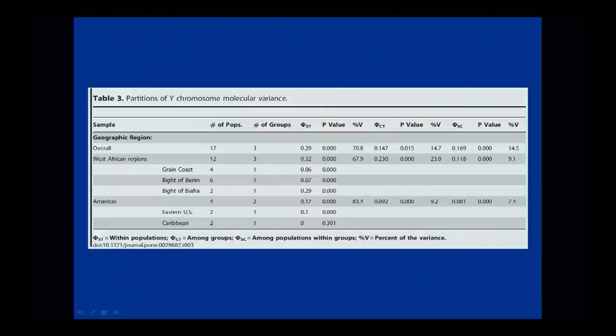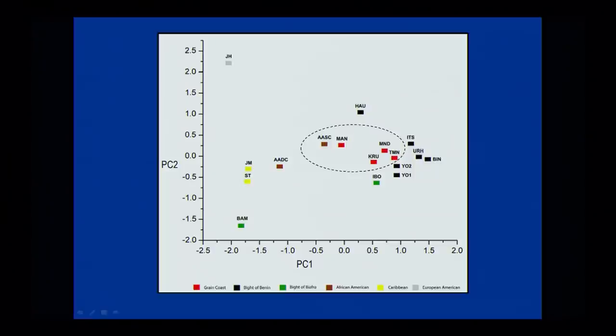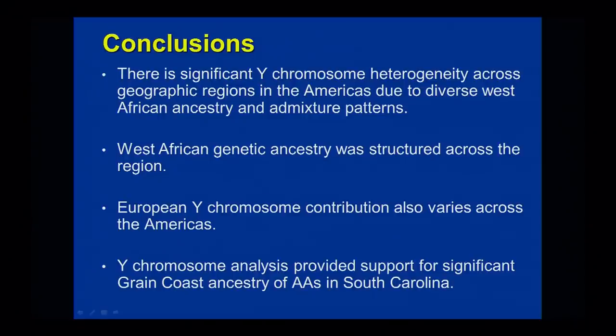So when we look at the geographic structuring within West Africa, it's pretty high for the Y chromosome when we look across the different regions that we sampled from. And when we looked at the African Americans from South Carolina, this was Columbia, South Carolina, there was close affinity with the Grain Coast populations, the Mandinka from Senegal, the Mende and Temne from Sierra Leone, and the Kru from Liberia. So it did provide some evidence for this black rice hypothesis. And I'm glad to see that Ancestry.com is affirming what we found some time ago.